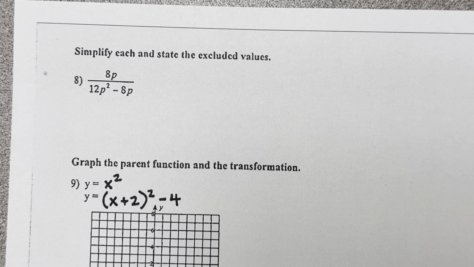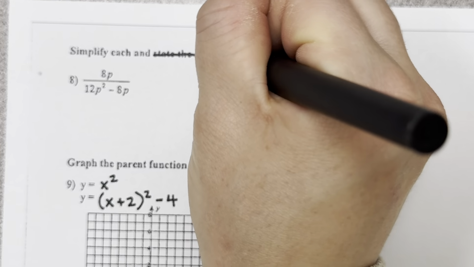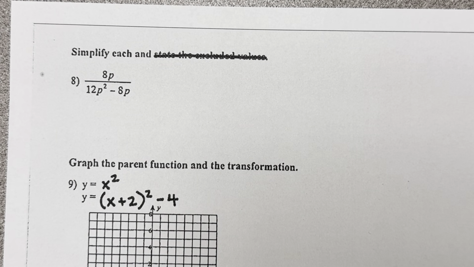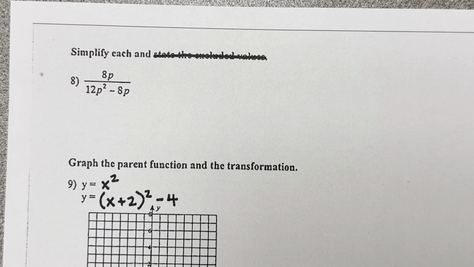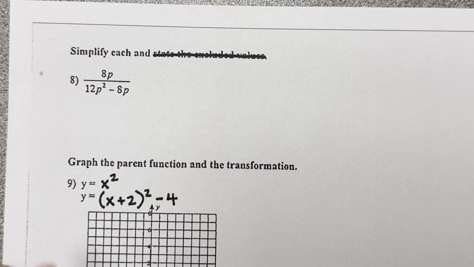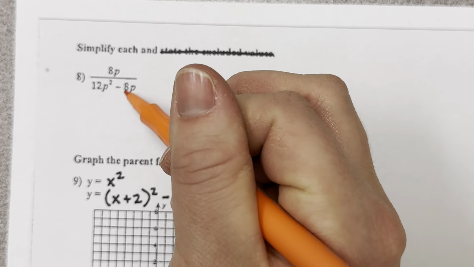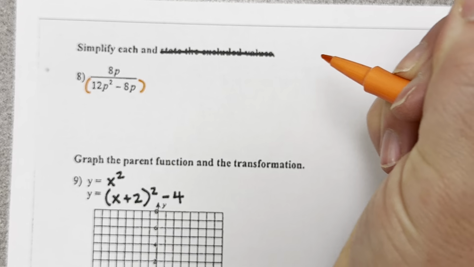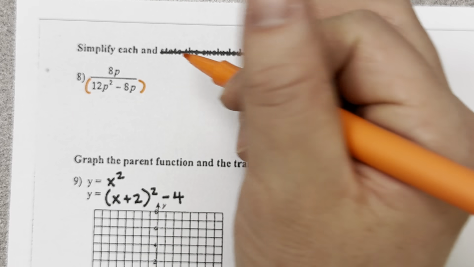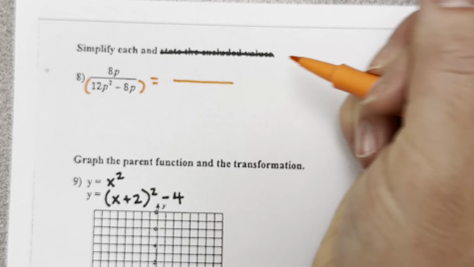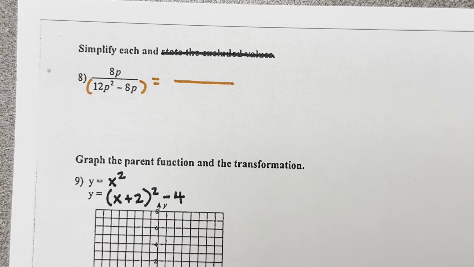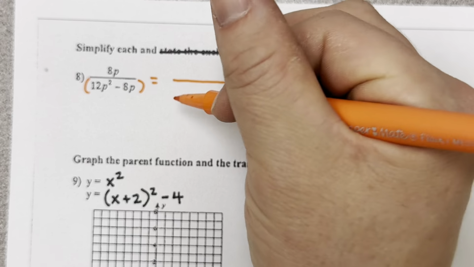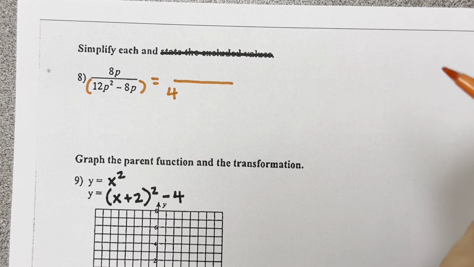Okay, so it says simplify each and state the excluded value. We are not going to worry about stating the excluded value because we didn't talk about that in class. We're just going to worry about simplifying. The first thing I see that I might want to cross off is this 8p and 8p. But remember, because this is an entire piece, I cannot cross out those 8p's. So what I need to do is factor this denominator, meaning what can come out, what can I divide both 12 and 8 by? Well, I know I can divide them both by 4, so I can take out a 4.